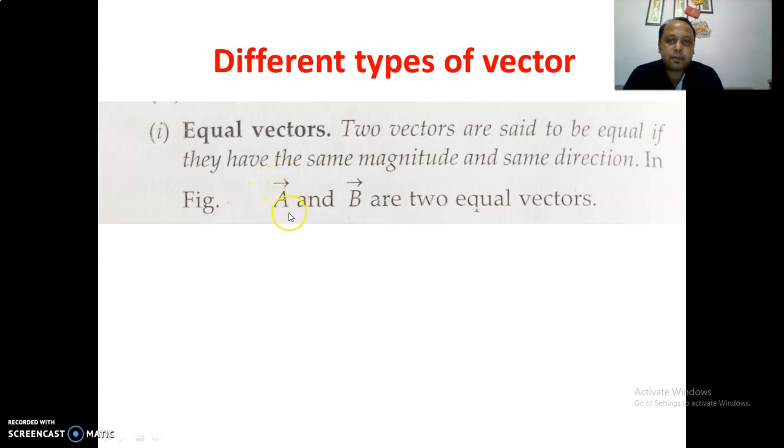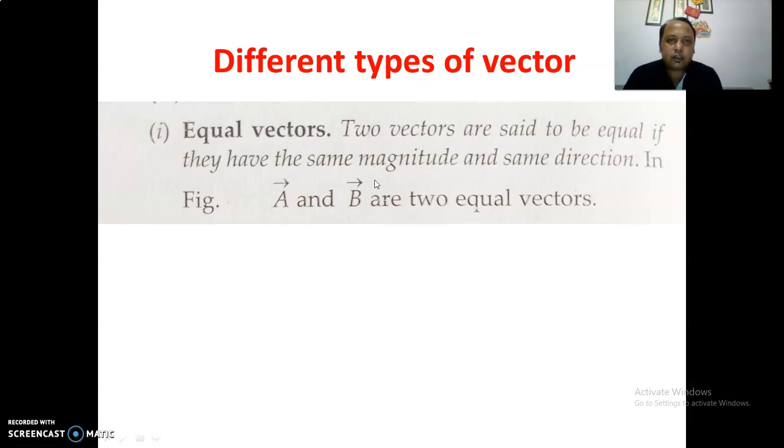First of all, you see here the vector quantities are represented by vectors like vector A and vector B. You can see here A, at the top of A we have drawn an arrow. It shows that A is a vector quantity and this is vector A. Similarly, vector B is represented by B with an arrow at the top. So two vectors are said to be equal if they have same magnitude and same direction.